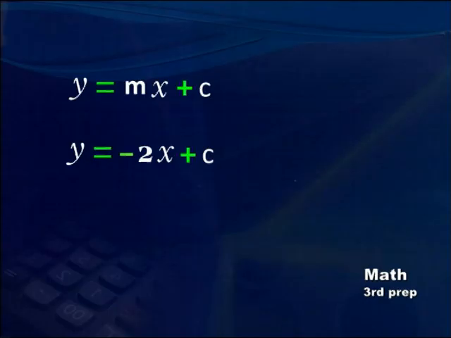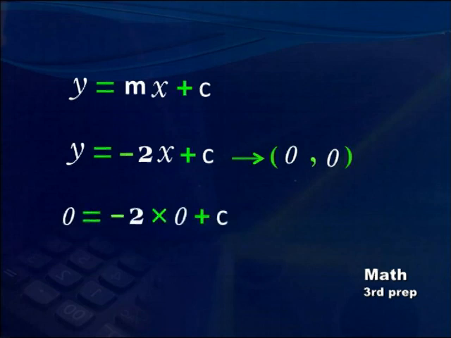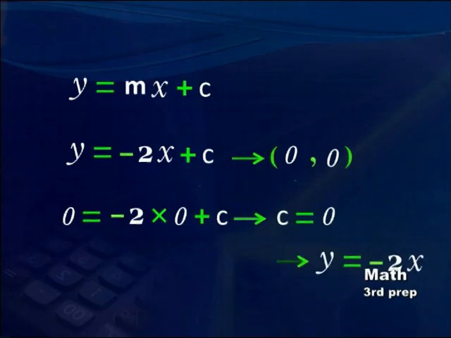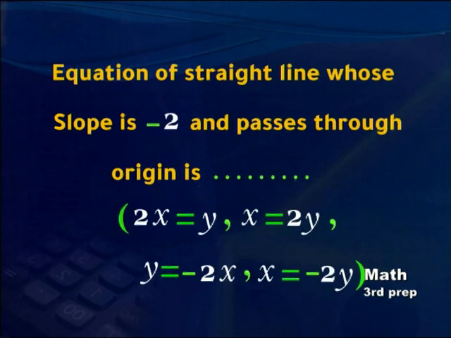And as this straight line passes through the origin, it passes through the point (0, 0). So substitute for x equals 0 and y equals 0. Then you are going to find that 0 equals -2 times 0 plus c, to obtain a value of c as 0. And in this case, the equation of the straight line will be y equals -2x, which is going to be the third choice.